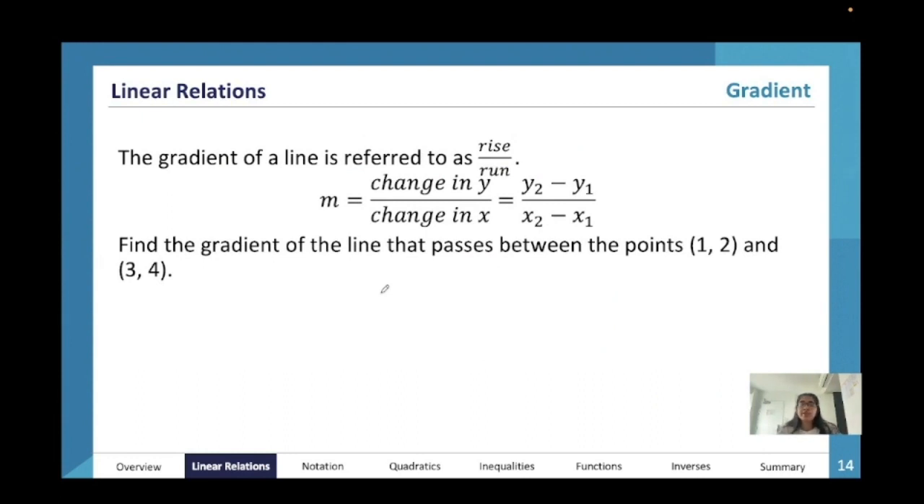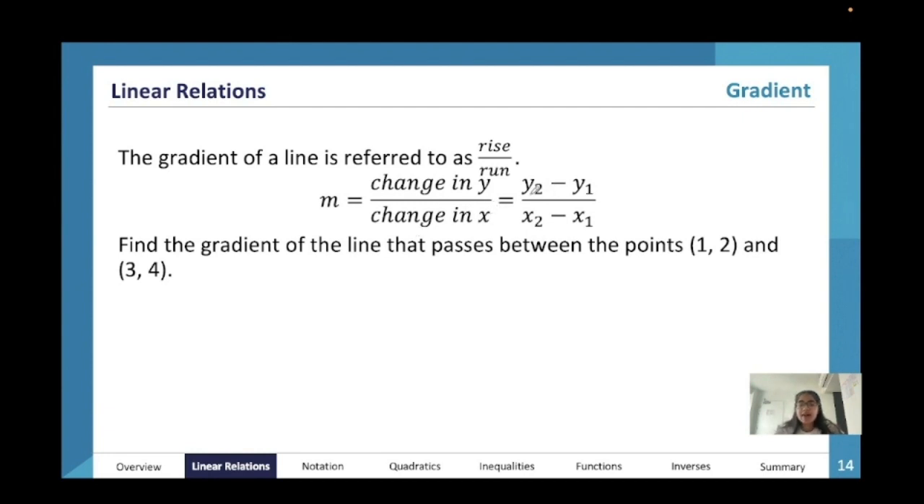Okay, next we're going to be talking about gradients. This is a concept that's probably been introduced to you a few years ago. But gradient is your rise over run. So essentially, for every 1 x, how much y is there? Every time the x increases, how much does the y increase by? That's your gradient. It's basically the change in y over the change in x. The change in y per the change in x. So based on the change in x, how much does y change?